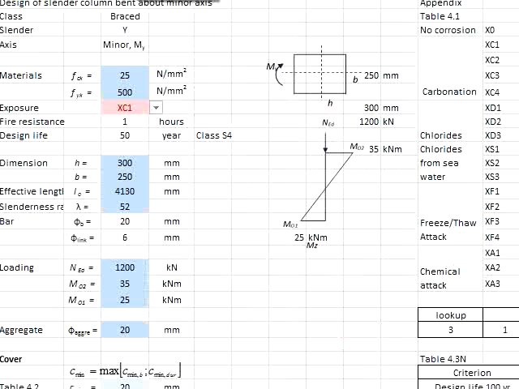I use a spreadsheet to help me to generate the result. The concrete grade 25, steel grade 500, exposure class XC1, fire resistance 1 hour, design life 50 years. The dimensions of the columns, effective length and slenderness ratio are given, as well as the loadings. The moment now is bending at the minor axis.